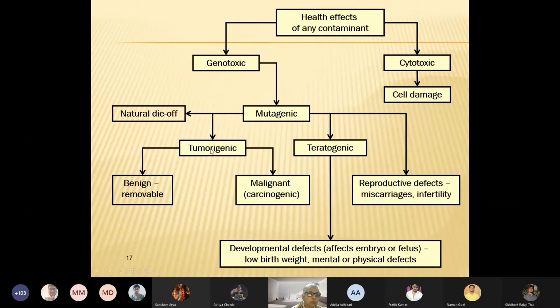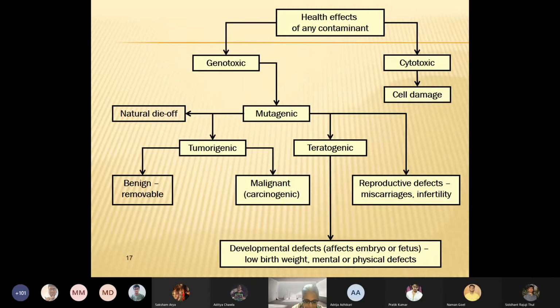So that becomes tumorigenic. Now, this tumor can be of two types. It can be benign or it can be malignant. Malignant means it spreads to the tissues and organs throughout the body of the organism. And benign means it's not spreading, it is contained. And it's really runaway growth.